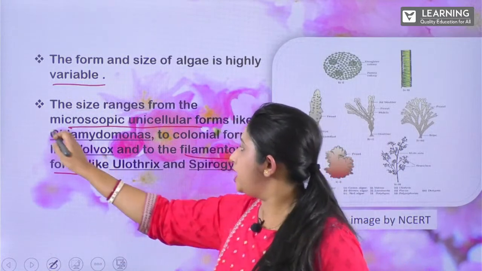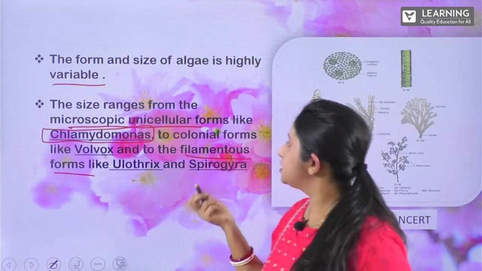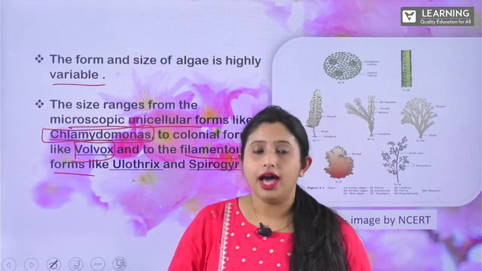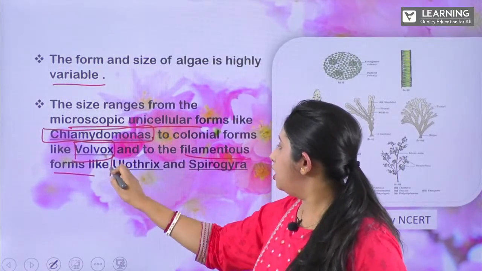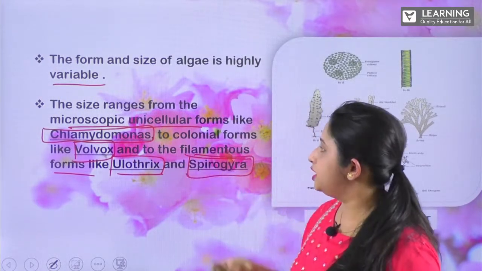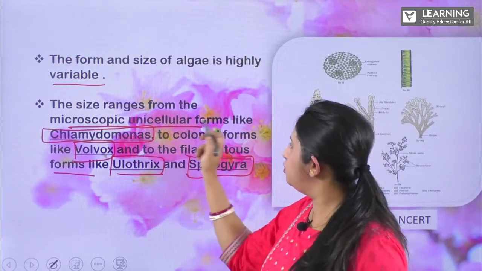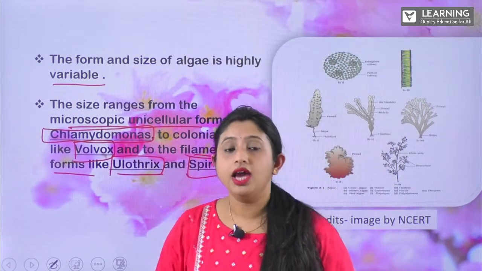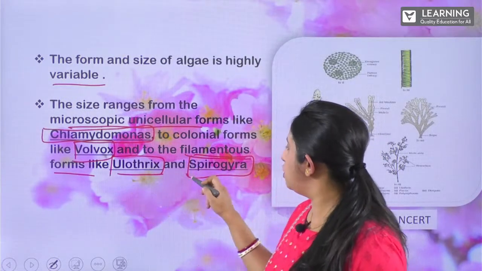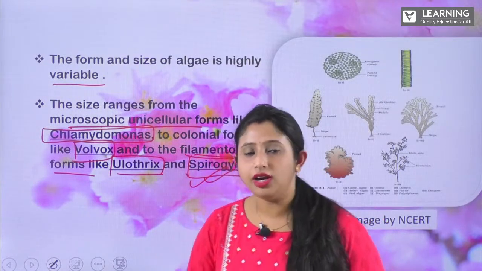And some of the algae like Chlamydomonas, yes, then Volvox, Ulothrix, then Spirogyra. Clear? These are the names of your algae. So some of the algae like Chlamydomonas are microscopic unicellular, and some of the algae are filamentous, like your Spirogyra. Clear? So these are the examples of your algae.